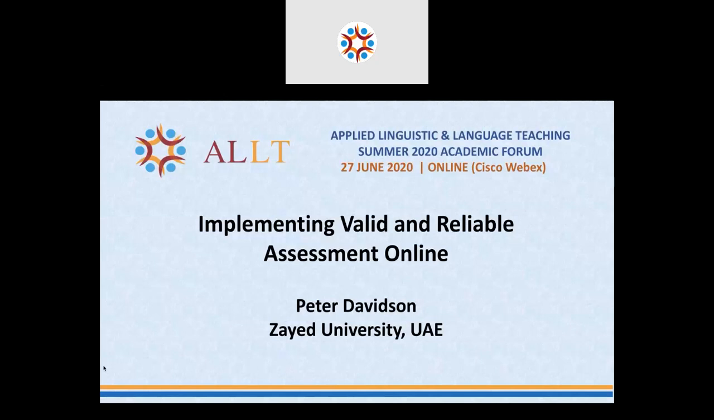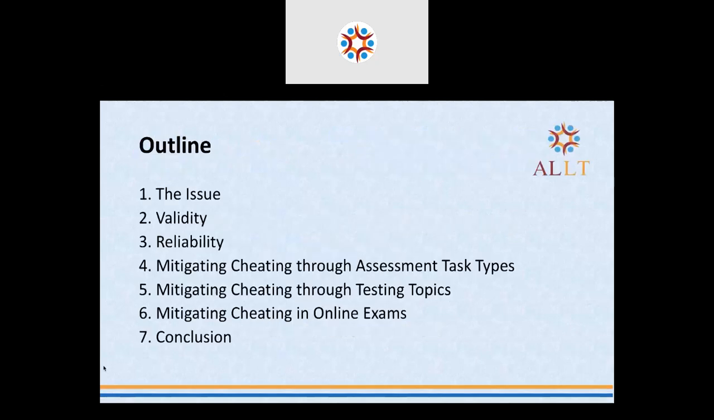Today, I'm going to talk about implementing valid and reliable online assessment. So we'll begin by looking at an outline of what I'm going to talk about over the next 20 to 25 minutes. Firstly, we'll look at the issue and we'll look at what validity and reliability is. And then we'll look at how we can mitigate or minimize cheating through the choice of assessment task types, through the choice of testing topics. And finally, we'll look at how we can minimize cheating in online exams. And then we'll wrap up with a conclusion.